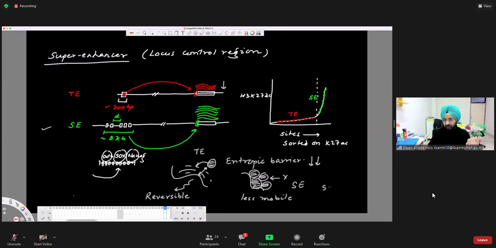This will be the more stable one, because this will become irreversible. Not irreversible, more stable basically. Because of trespassing the entropic barrier, it has become more immobile, right? So that leads to higher expression over here. Okay, so this is basic biology.